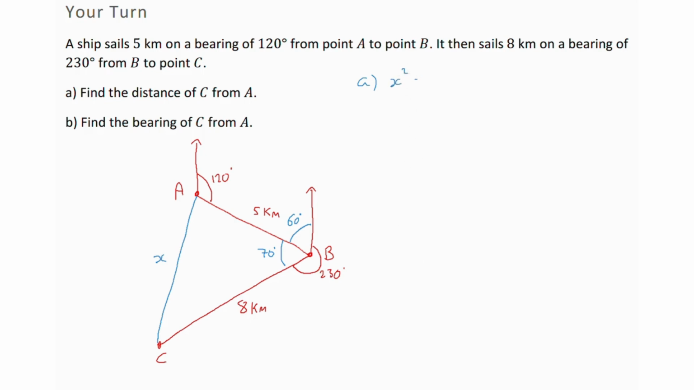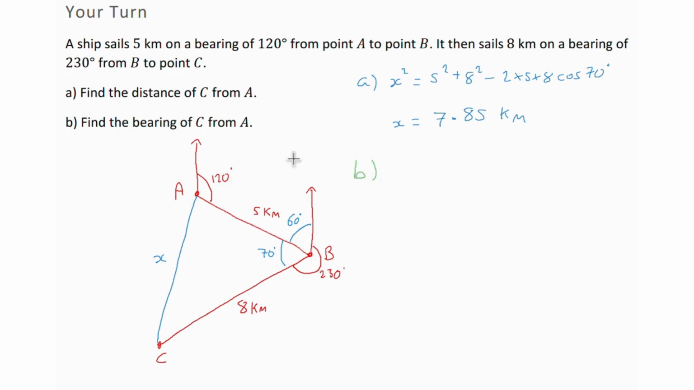So the cosine rule tells us that x squared is equal to 5 squared plus 8 squared minus 2 times 5 times 8 times cos of 70 degrees. Calculating that and square rooting, we get x is going to be equal to 7.85 kilometers. So the distance from C to A is 7.85 kilometers.